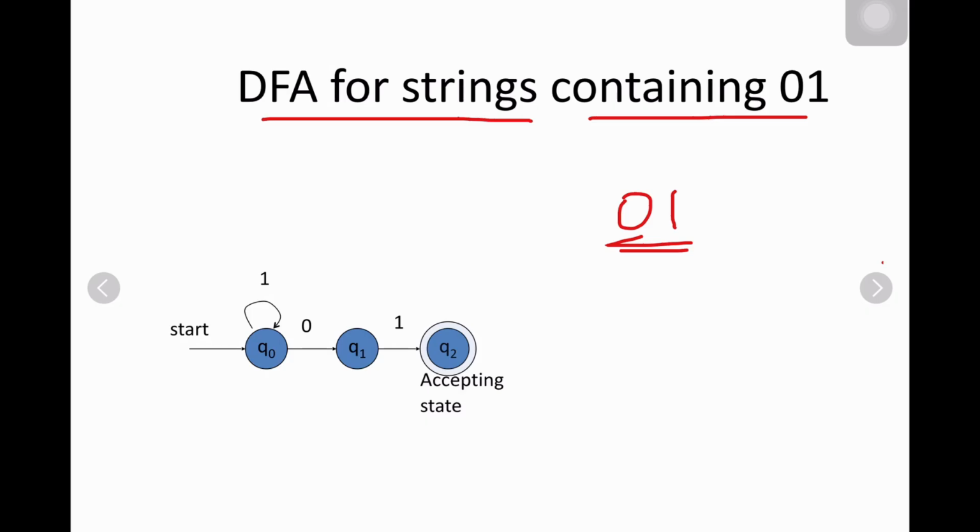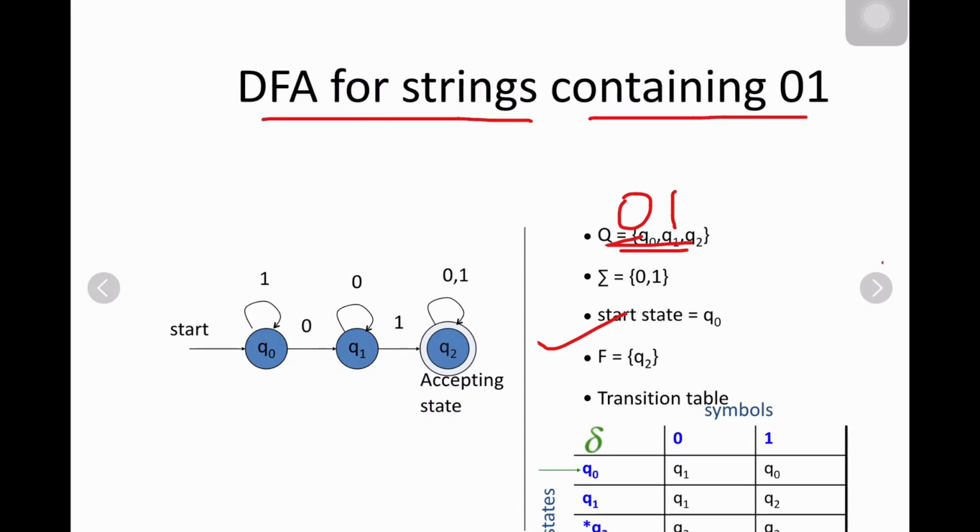Before that, any number of ones may come, because once you achieve 0, 1, any number of ones may come at the beginning. And after achieving 0, 1, any number of zeros and ones can come, that is possible. This is the DFA, the transition diagram for this. And in between, any number of zeros will come.